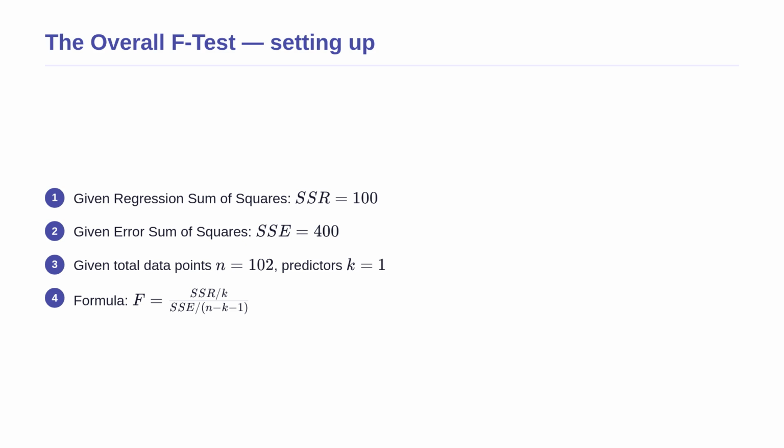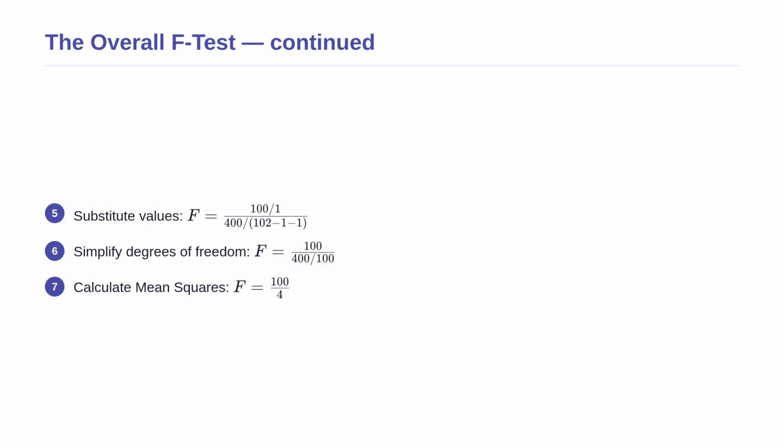We know the number of predictors is 1 and the total number of data points is 102. Continuing our calculation, we place the explained variation of 100 over the one predictor variable in the numerator. In the denominator, we place the unexplained variation of 400 over the remaining degrees of freedom, which is 102 minus 1 minus 1. We simplify the denominator's degrees of freedom to 100. This shows that we are dividing the 400 units of error evenly across the 100 independent pieces of leftover information.